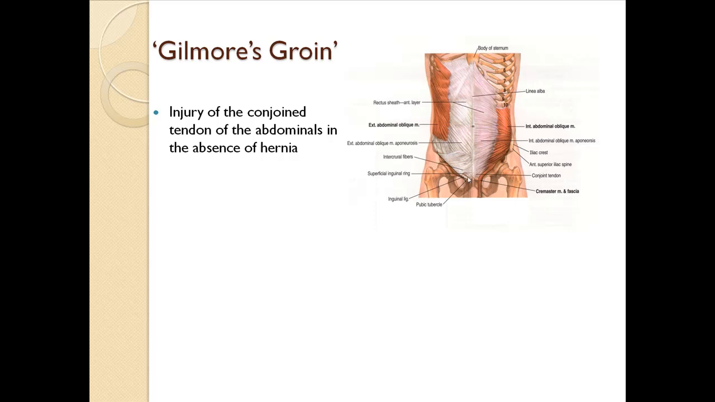Over here we can see on the superficial surface there is the superficial inguinal ring, and under normal circumstances an inguinal hernia will involve herniation of the abdominal viscera through the deep inguinal ring, down the inguinal canal, and emerging out here in the superficial inguinal ring. But in the absence of a true hernia, a tear of the inguinal ring is classified as a sportsman's hernia or a Gilmore's groin.